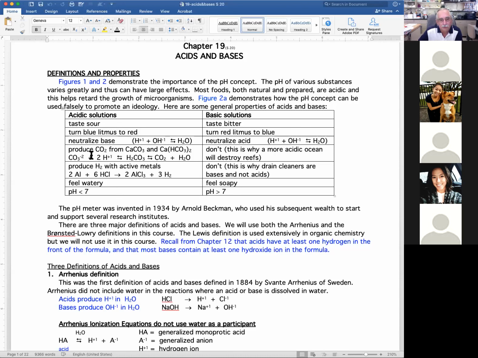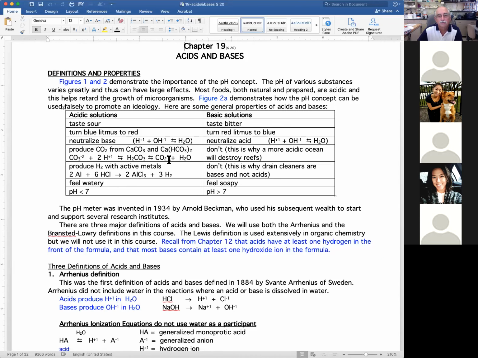Acids will produce CO2 from calcium carbonate and calcium hydrogen carbonate. Here's what happens. These over here get acidified into carbonic acid, but then it breaks down into CO2 and water. And so you see the CO2 come bubbling out. Basic solutions won't do that.